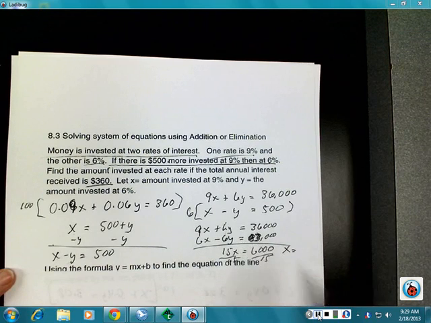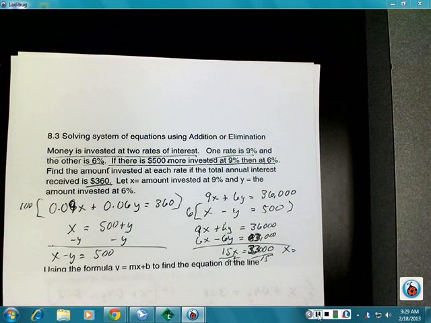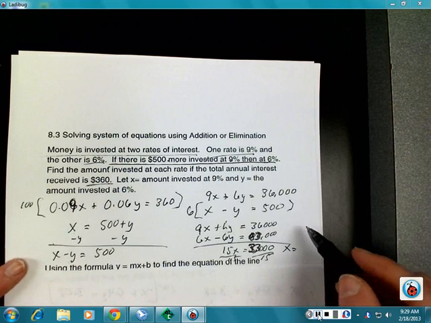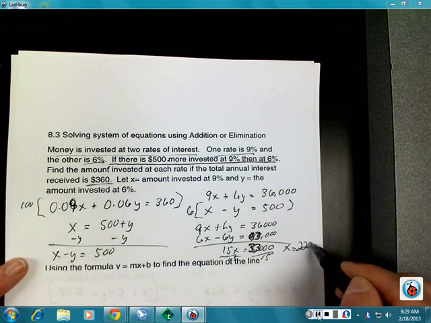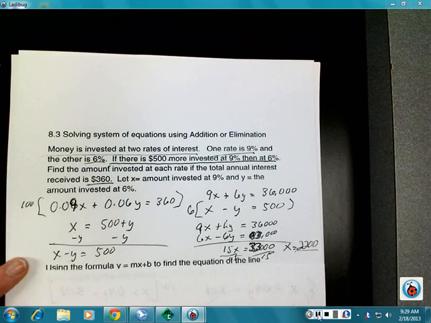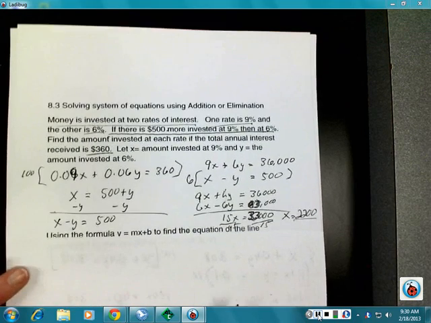36 minus 3,000 is 33. Now we got to go back and redo that. What's 33,000 divided by 15? What would that equal? 2,200. Everybody agree on that one? Yep, 2,200. And so that's how much is invested at X, but how much is at Y? What does Y have in it?